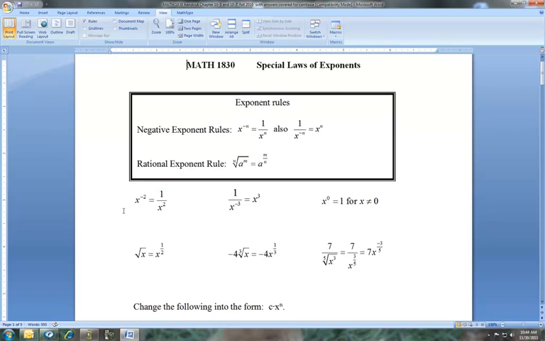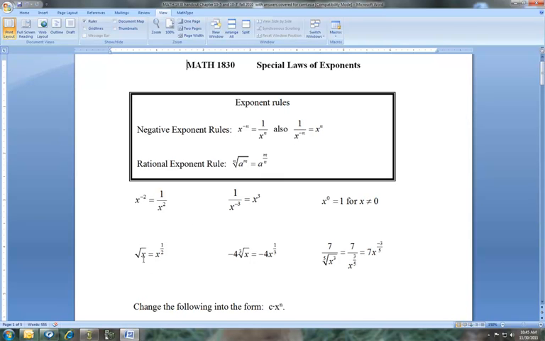I do have some examples that we need to look at before some other problems that I want you to actually work. So if I've got x to the negative 2, that's the same thing as 1 over x squared. Remember, I can put this over 1 and you get the reciprocal. Here I've got 1 over x to the negative 3, get the reciprocal, move it to the numerator, it becomes x to the positive 3. Remember, x to the 0 is equal to 1 as long as x does not equal 0.